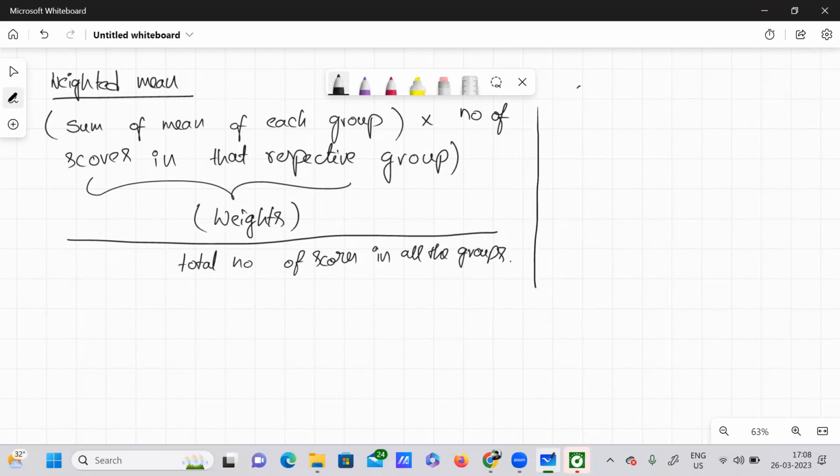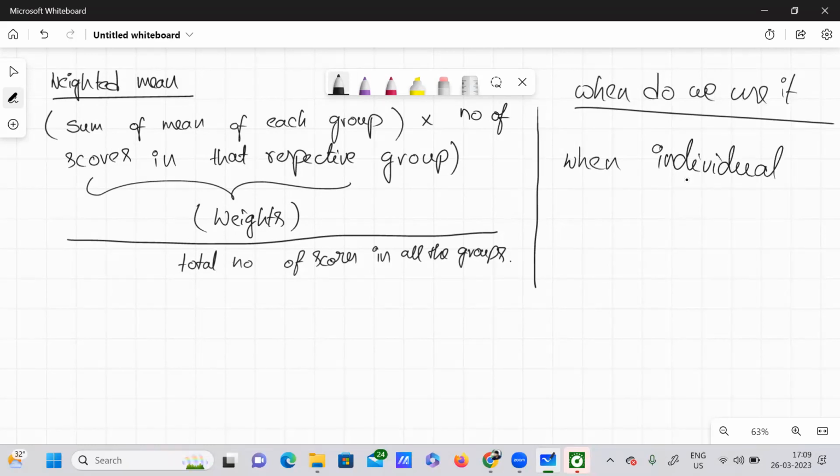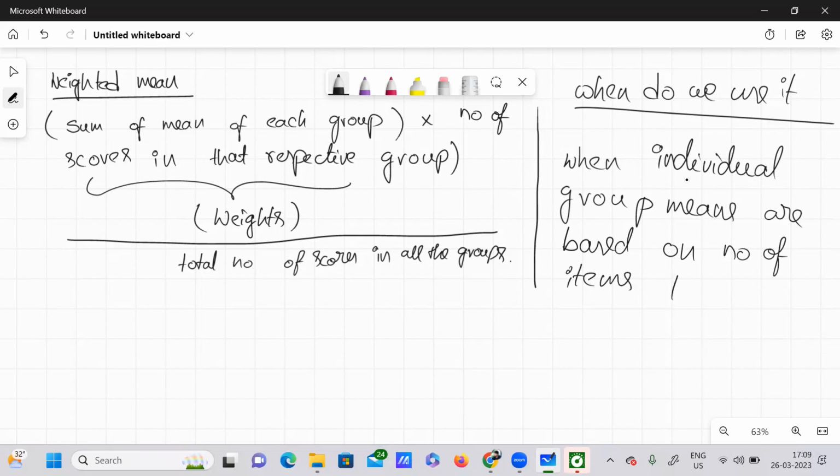just look at this. When do we use this actually? When do we use this kind of weighted mean here? This particular weighted mean is used when the individual group means are based on number of items that are not identical. This is the important thing here.